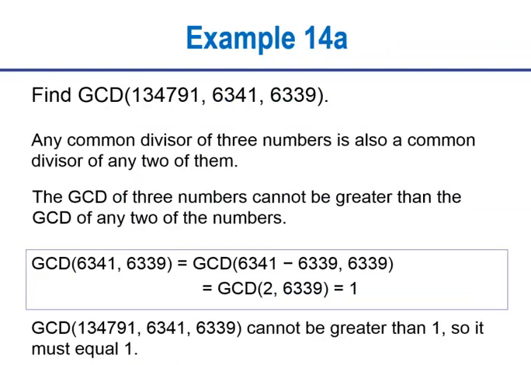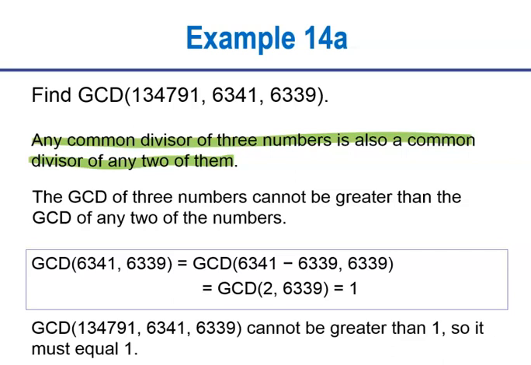Now here's something to think about. It says we're supposed to find the greatest common divisor of 134,791, 6,341, and 6,339. Now it goes on to say that any common divisor of three numbers is also a common divisor for any two of them. Now why would it say that?